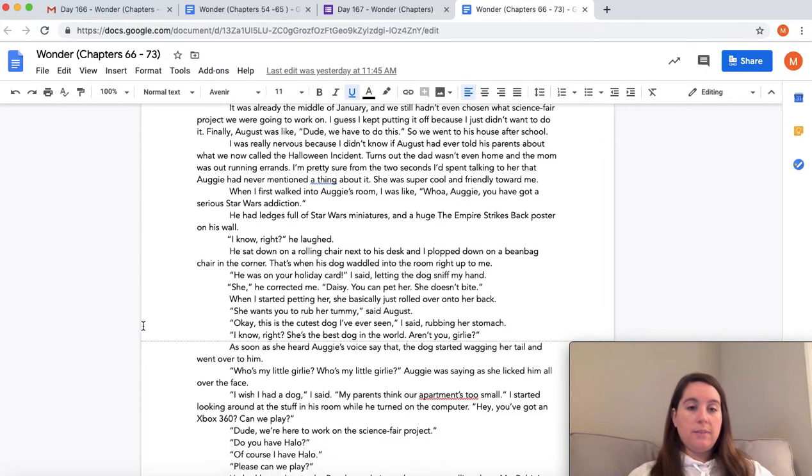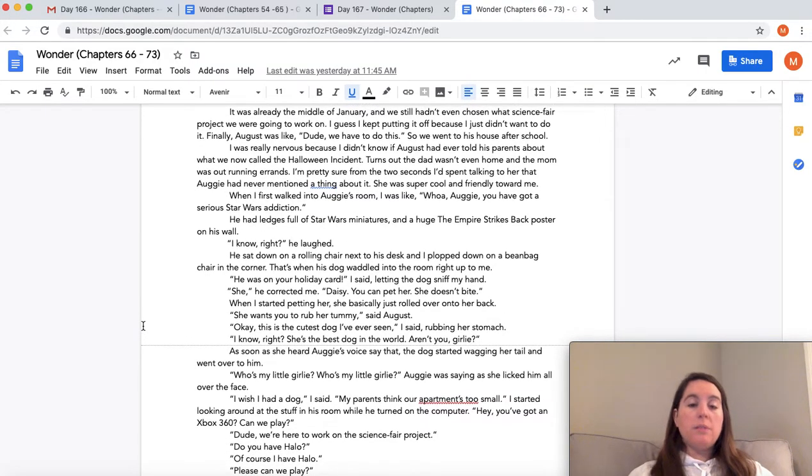August's house. It was already the middle of January, and we still hadn't even chosen the science fair project we were going to work on. I guess I kept putting it off because I just didn't want to do it. Finally, August was like, "Dude, we have to do this." So we went to his house after school. I was really nervous because I didn't know if August had ever told his parents about what we now call the Halloween incident. Turns out, the dad wasn't even home, and the mom was out running errands.